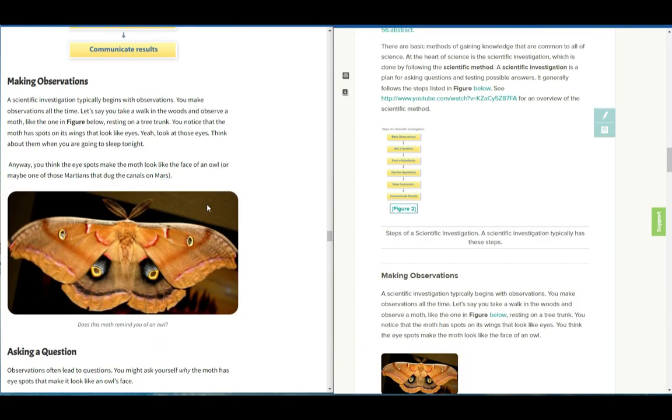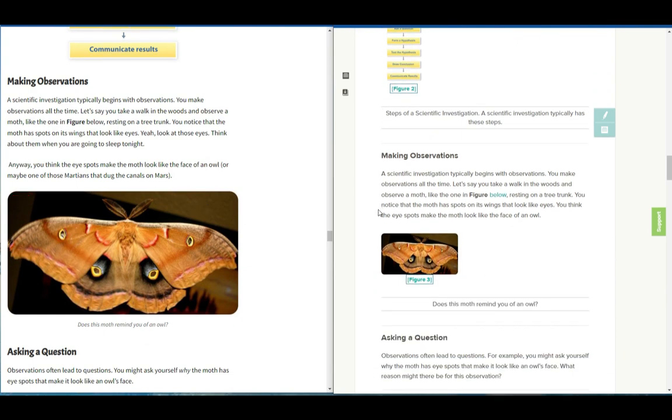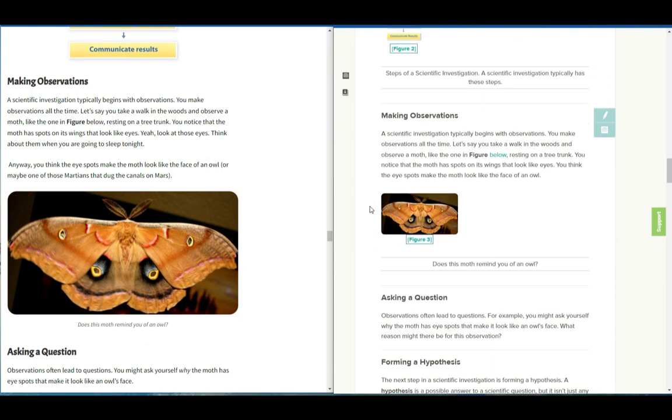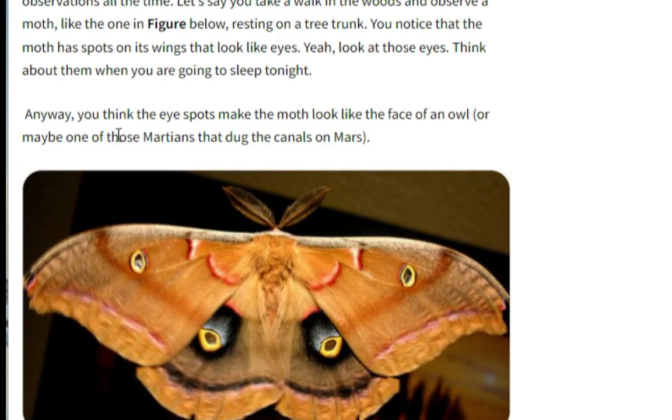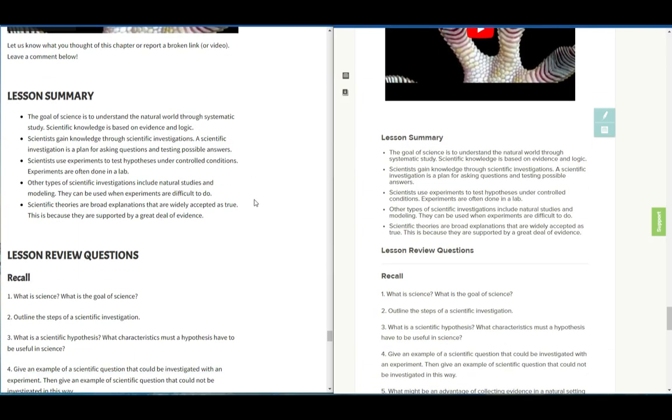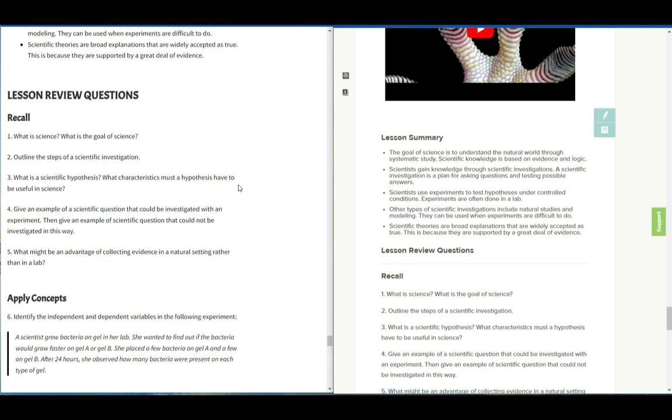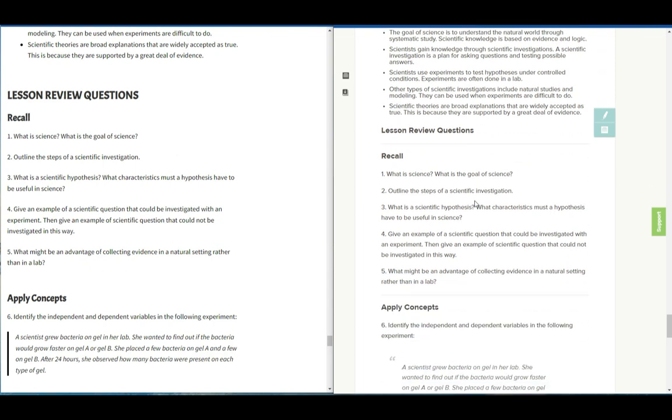All right, making observations. You notice the moth has spots on its wings. You think the eye spots make it look like an owl face. Think about them when you're going to sleep tonight. Lesson summary. Excellent. Lesson review questions. Recall.